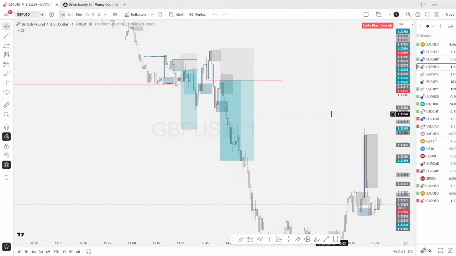So again, the example that I've just showed you there is a very, very simplistic entry model because the rules we used are based around the same confluences.